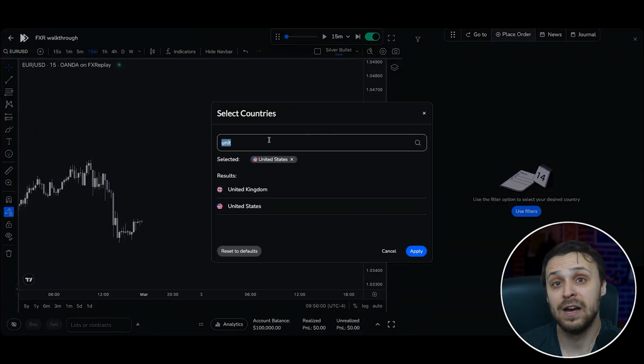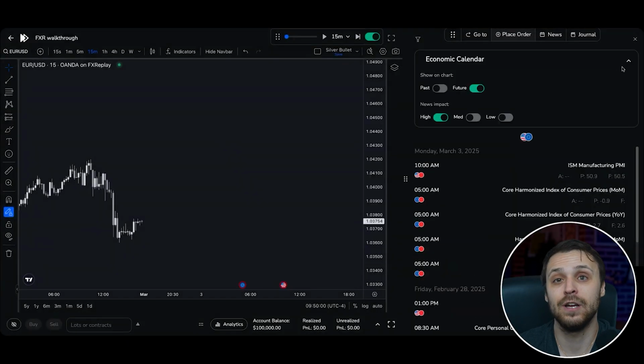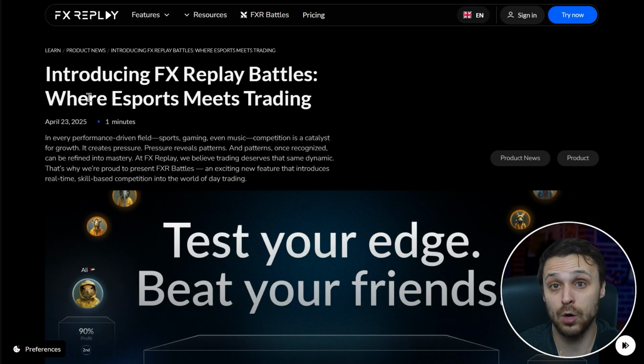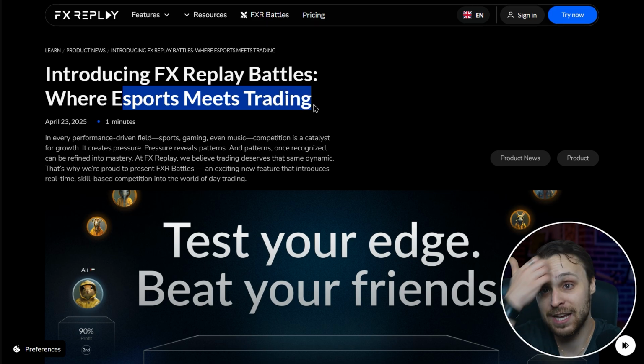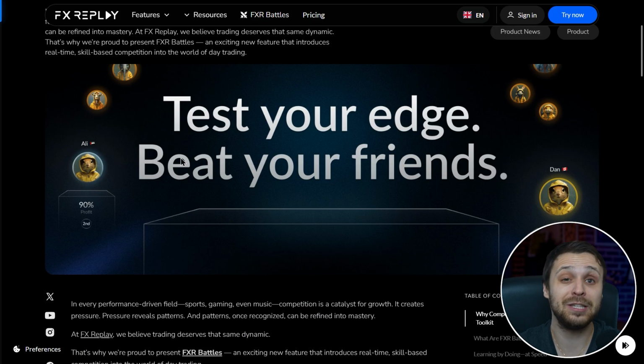For FX Replay, the core appeal here is the interactive TradingView powered replay. You can scrub through history and place simulated trades really easily. Their FX Replay Battles feature is a pretty unique feature here, and that lets you challenge others in backtesting duels, so you can kind of gamify it and get better at it.